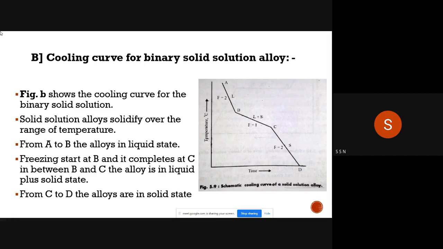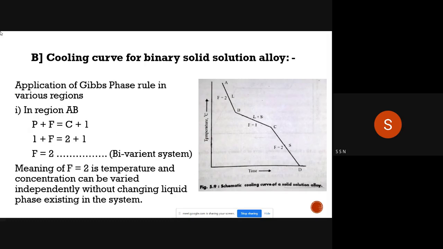Now, if you apply the Gibbs phase rule again for this second type of cooling curve, that is binary solid solution alloys, then you know the Gibbs phase rule: P plus F is equal to C plus 1. P is the number of phases. So for the A to B curve, how many phases are there? Only one phase is there. Therefore, I have written 1 instead of P, plus F. F is the degrees of freedom that we are finding here, equal to C plus 1.